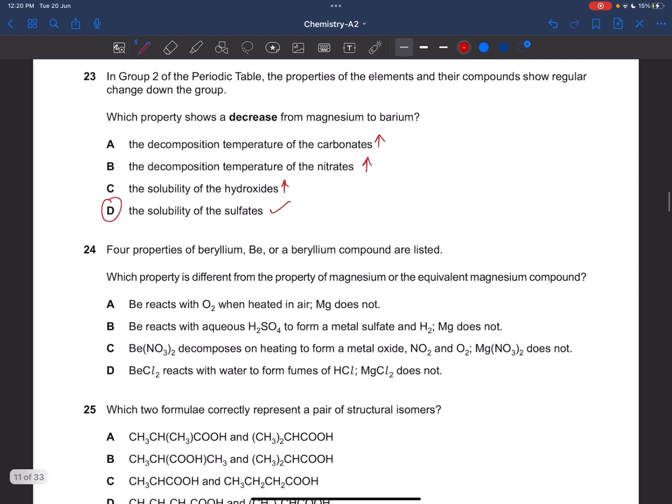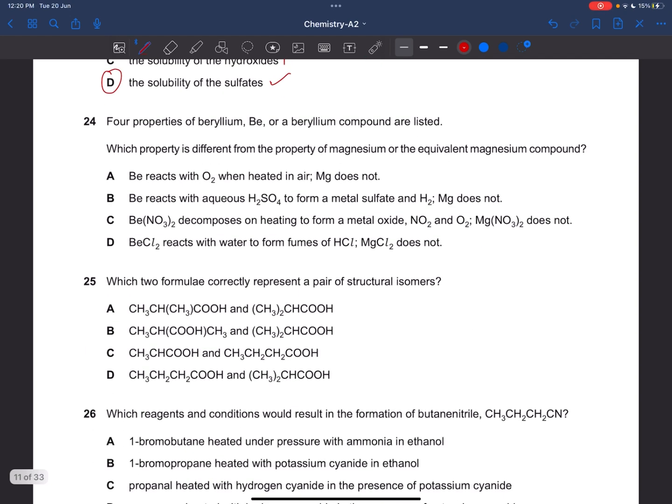Four properties of beryllium or beryllium compounds are listed. Which property is different from the property of magnesium or the equivalent magnesium compound? Okay, beryllium reacts with O2 when heated in air, magnesium does not. Why does it not? Magnesium also does react with oxygen, right? Yeah, magnesium does. Beryllium reacts with aqueous sulfuric acid to form a metal sulfate and hydrogen, magnesium does not. Magnesium does react with H2SO4 to form magnesium sulfate. This is wrong.